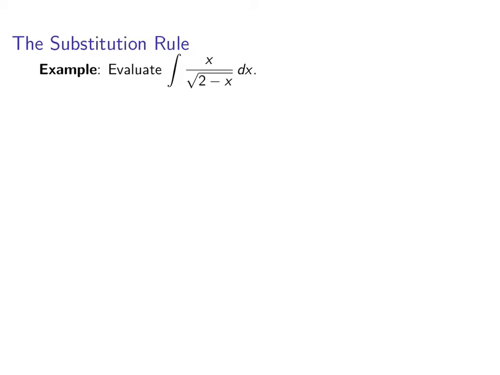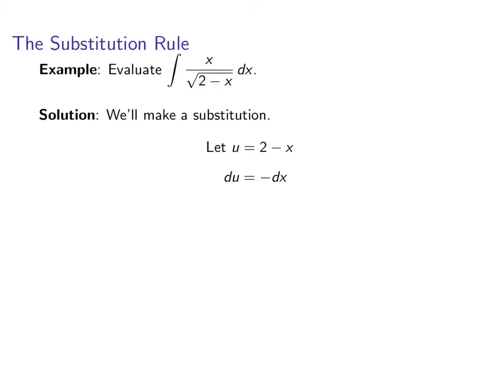We're going to evaluate the integral of x over the square root of 2 minus x dx. As usual, we'll make a substitution. We're going to let u equal 2 minus x. That's our inside function down in the denominator. So du is equal to negative dx. We'll put the minus sign on the other side. Minus du is equal to dx.